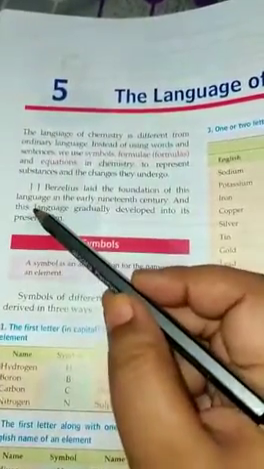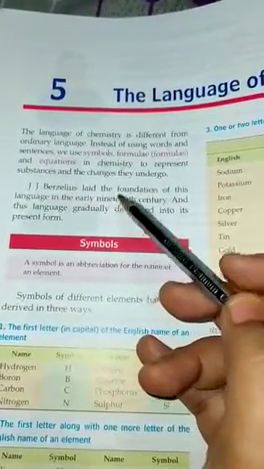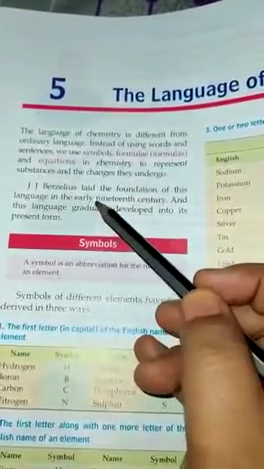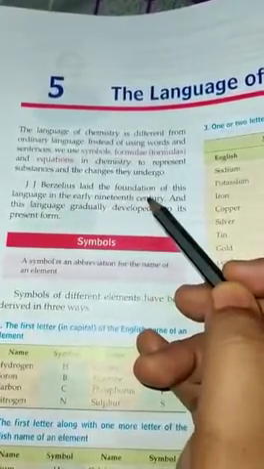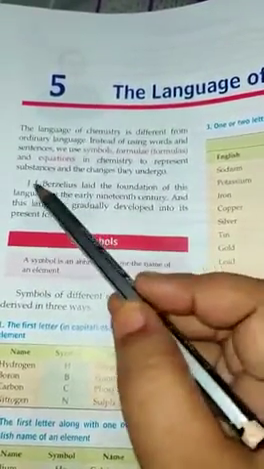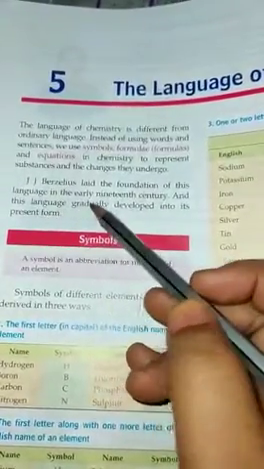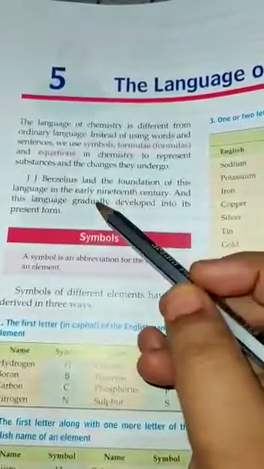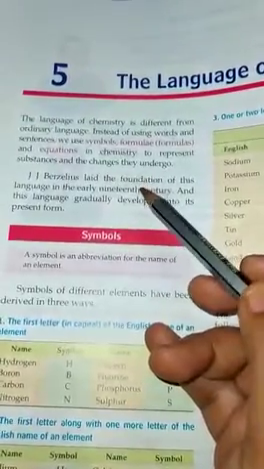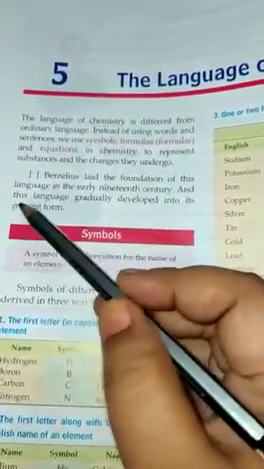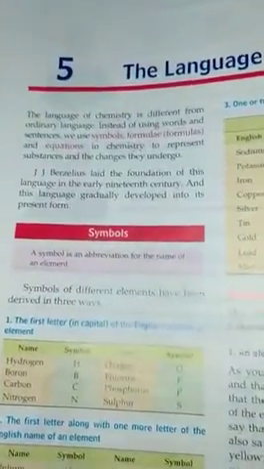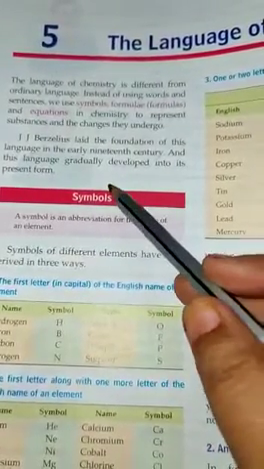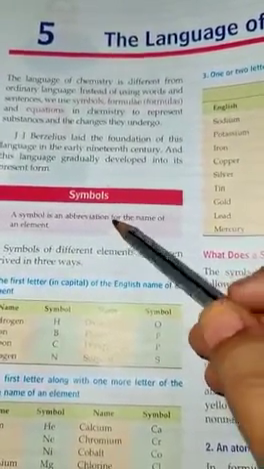Now, J.J. Berzelius laid the foundation of this language in the early 19th century. When this trend of the language of chemistry was started, it was in the early 19th century. And who laid the foundation of it? J.J. Berzelius. And this language gradually developed into its present form. Now let's understand what symbols are used in chemistry.